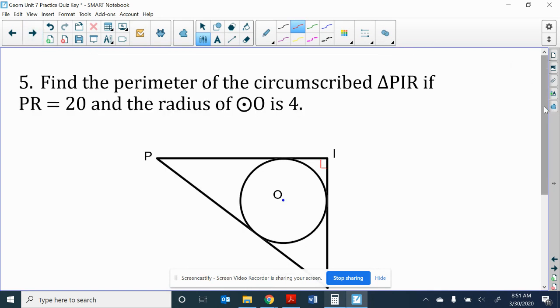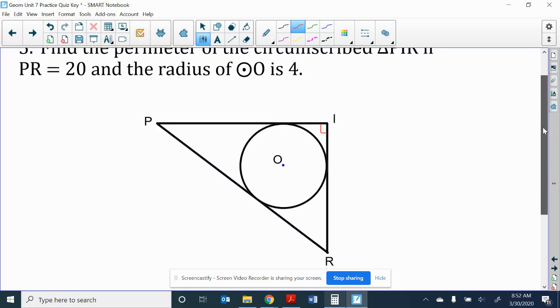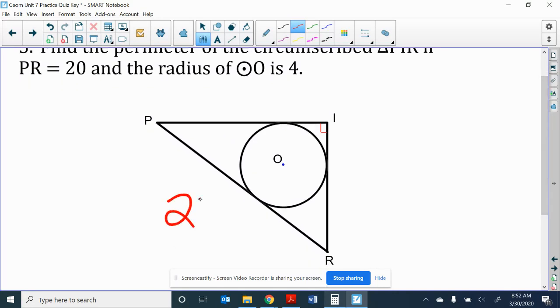All right, this is not a quadrilateral, so we might have to do this a little differently. Here we're told PR is 20, and the radius of the circle is 4. So I can get 4 going that way. Remember, radius drawn to a tangent at the point of tangency makes a right angle, and that's also 4. I have 4 right angles. It's a rectangle. Consecutive congruent sides. It's a rhombus. So this thing is a square. So I have 4 and 4 there.